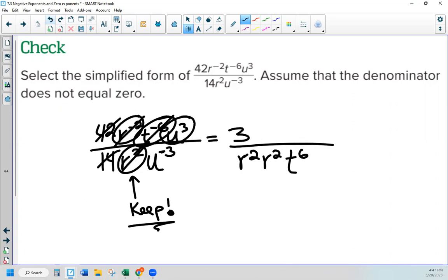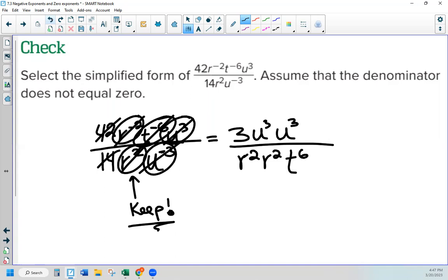This u right here is positive. U to the third power is positive, so it stays where it's at. But this one right here is negative, so it goes up. U to the third power. All right, cool. I just dealt with my negative exponents.